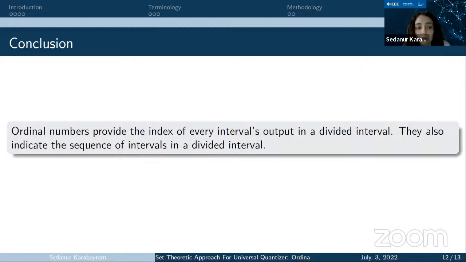Before I finish, I need to explain that defining a mathematical quantizer will help me to improve the implementation part, so that I can implement it more easily and maybe improve it.